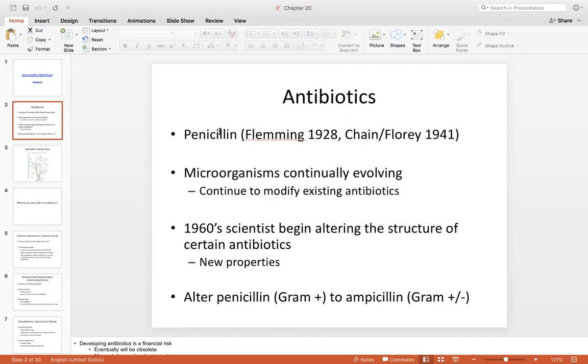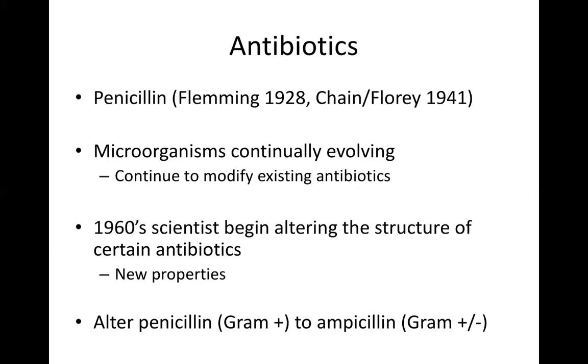So Alexander Fleming, I believe, went on holiday, vacation, and he had left some of his plates out that were growing bacteria, Staph aureus specifically. When he got back, he noticed there was a fungus growing that was inhibiting the growth of bacteria. And that's how we actually discovered penicillin.